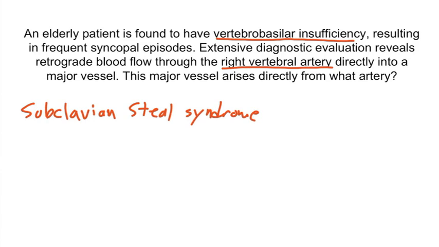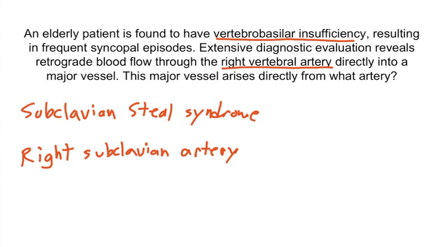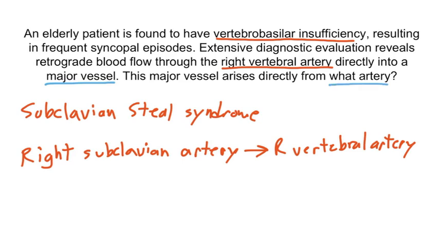Now, what major vessel is the right vertebral artery flowing into? Well, that would be the right subclavian artery, because we know that the right subclavian artery normally gives rise to the right vertebral artery. Okay, so we've identified the major vessel. Now the question is, this major vessel arises directly from what artery? So what artery does the right subclavian artery branch from?